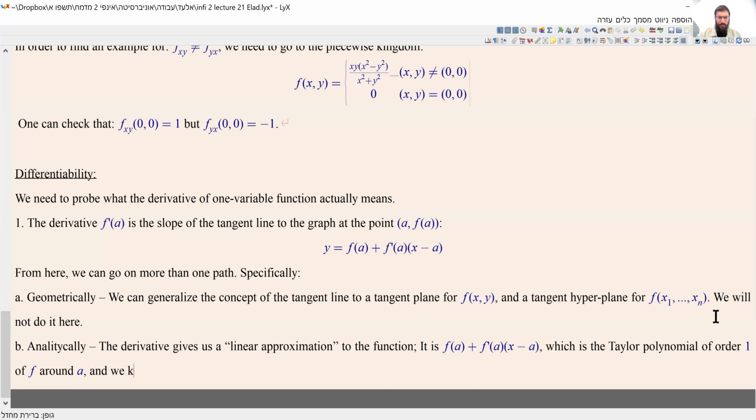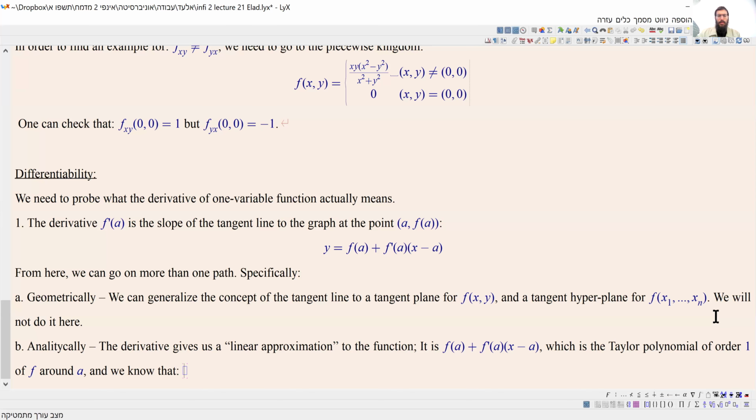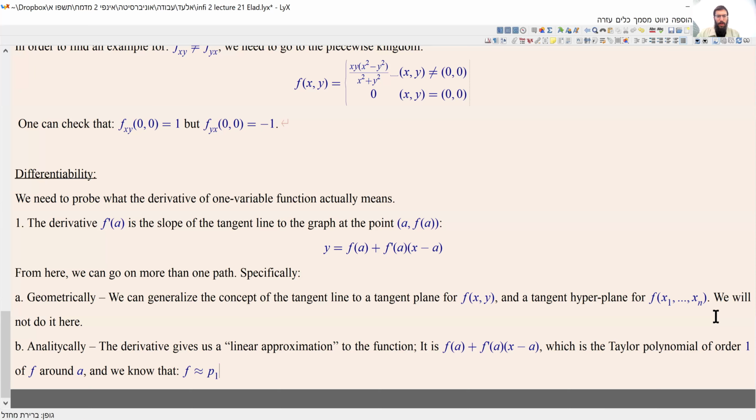And we know that f is approximated by the polynomial. Right here, this b is what I want to generalize for more than one variable. We will generalize the concept of Taylor series to more than one variable, but we will do it next week. I just want to write down the concept.